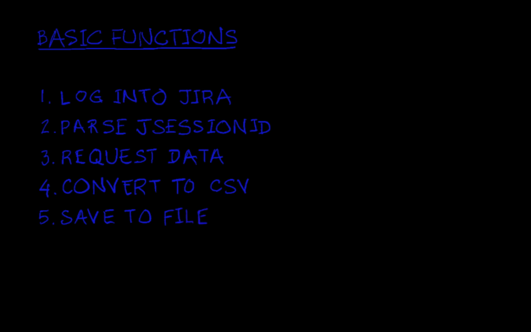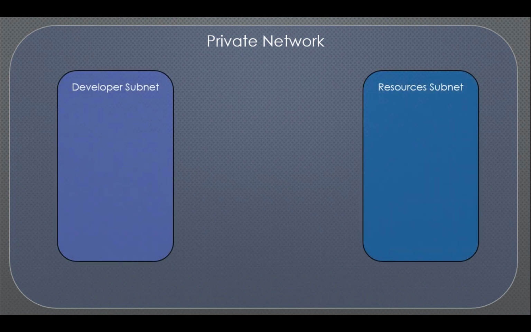Now what tools do we have to make all this happen? I have created a private network to simulate me working for a client. Then I have 2 subnets, a resources subnet that hosts the company's internal resources like the Jira Server, and a developer subnet that hosts the computer on which I'm writing my C# client application. Let's talk about the Jira Server first.